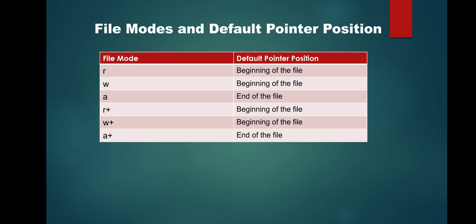Coming to r plus mode, this mode allows both reading as well as writing to the file, but the default pointer position is the beginning of the file. Then w plus mode also allows both reading and writing, and the cursor will be positioned at the beginning of the file. a plus mode also allows reading and writing, but the cursor is originally placed at the end of the file. Okay.